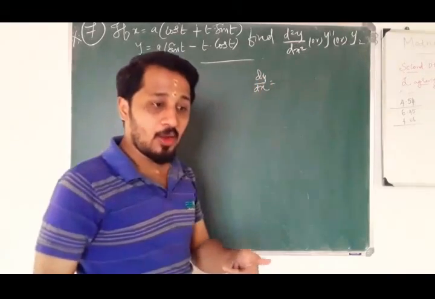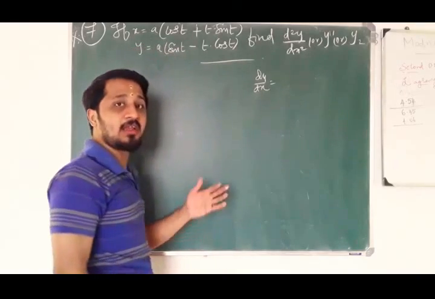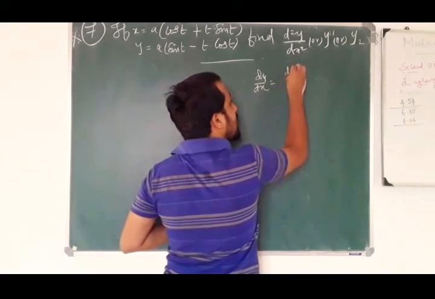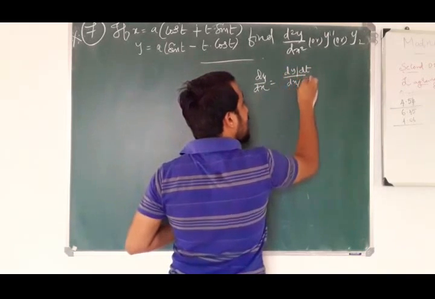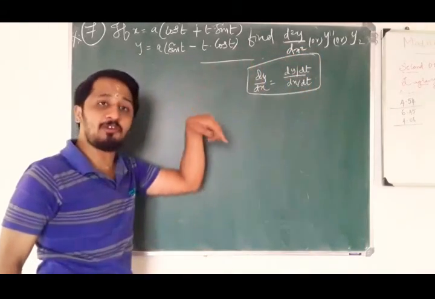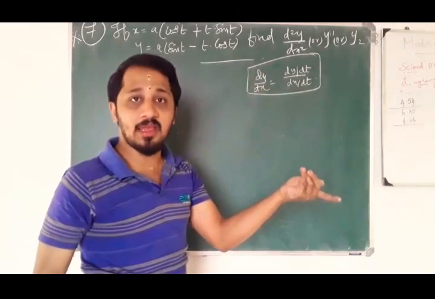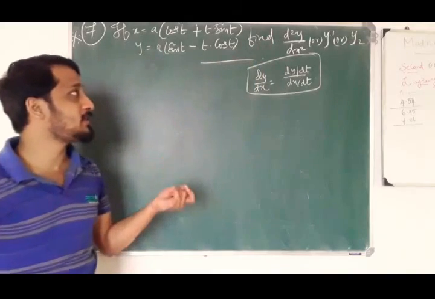So here y and x are in parametric form, so you have to differentiate with respect to the parameter. dy by dx is nothing but dy by dt divided by dx by dt. Yes or no? So here you have to find d square y by dx square. After finding dy by dx, again you will differentiate dy by dx once more, so you will get the required result, that is d square y by dx square.